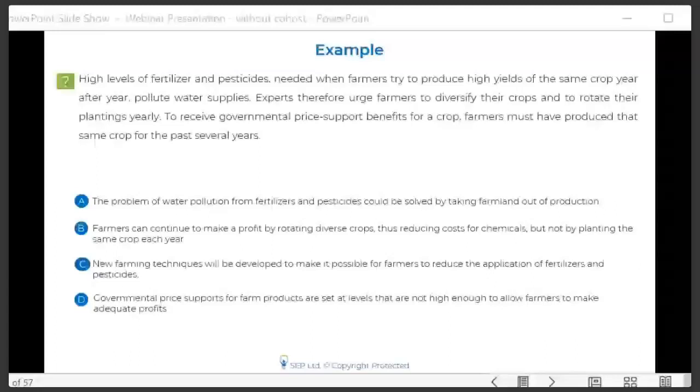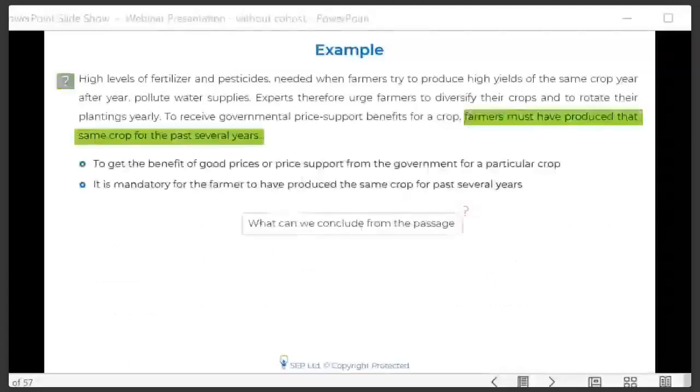Going by the discussion that we've had on the passage, what can be concluded? Look closely. Recall the analysis. So, what the farmers have to do in order to avoid water pollution, what the farmers have to do in order to get the price support benefit, and put those things together, and what can be concluded? I'm waiting for your answers. Let's go on.